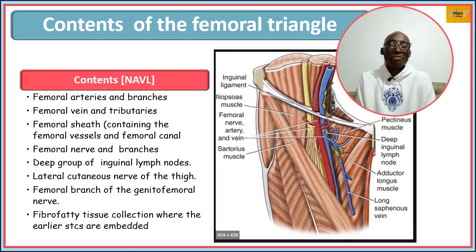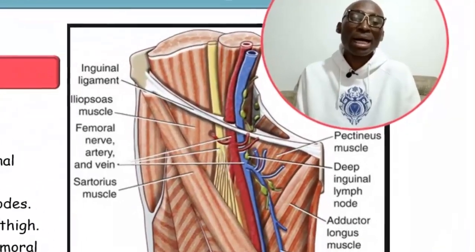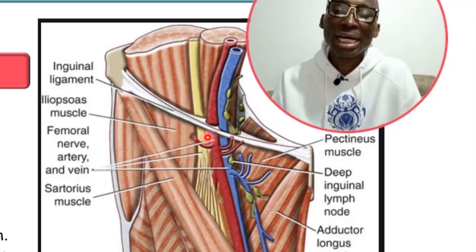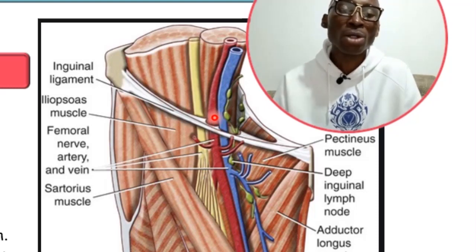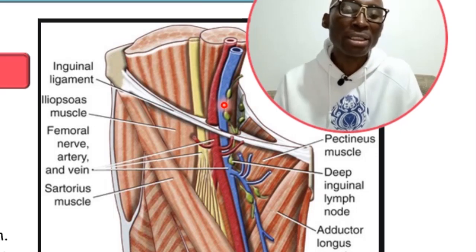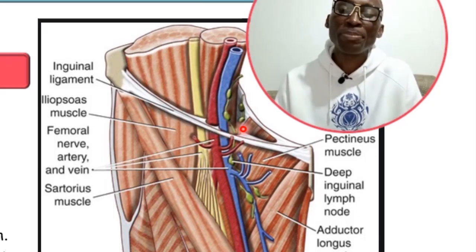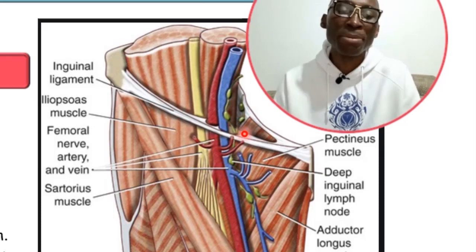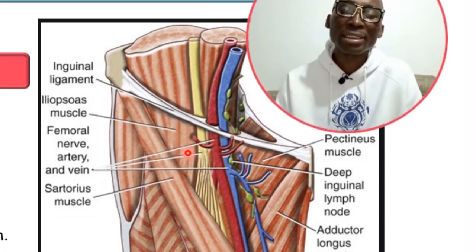Now to a very important part of the triangle, and this is the content of the femoral triangle. We have a number of structures that we noted pass through this region, and these structures are the femoral artery, as you can see here. We also see the femoral vein, as you can also see here. We have the femoral canal, a space that is medial to the femoral vein. We also have the femoral nerve and branches, that's the femoral nerve here.